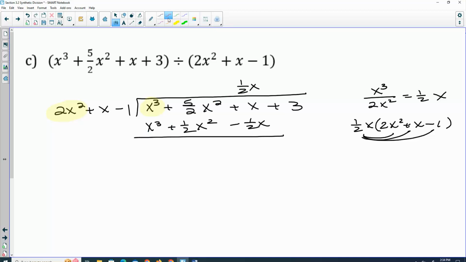We need to subtract, so we change our signs. Positive x cubed and negative x cubed cancel. Okay. 5 halves x squared minus 1 half x squared is 2x squared. x plus 1 half x is 1 and a half. I'm going to write it as 3 halves. And then I can bring down my 3.